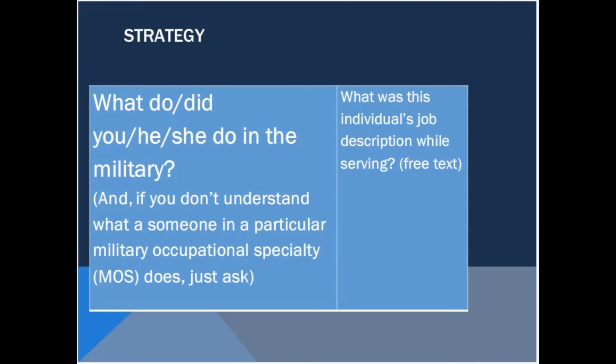It's important to ask what they did. So please ask and be curious. This does not take a lot of time, and it's valuable information that you can use.